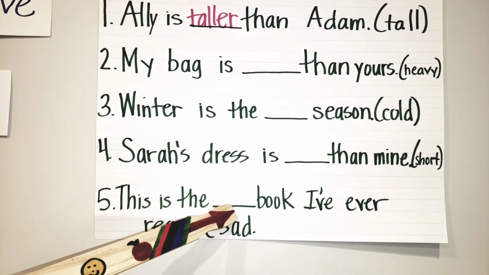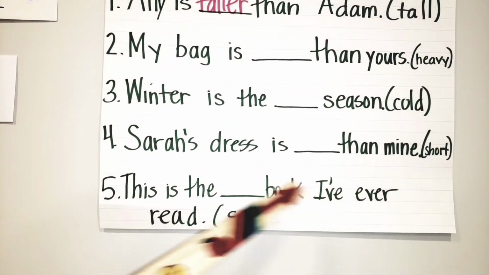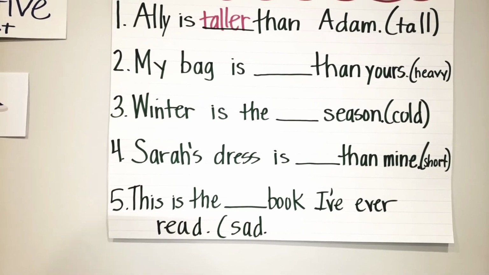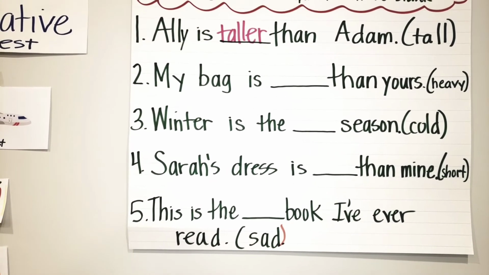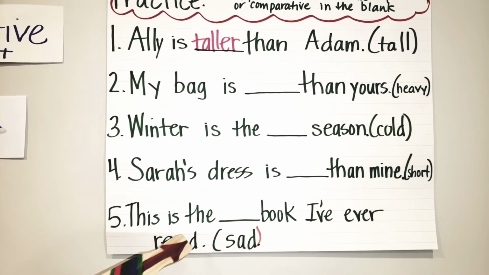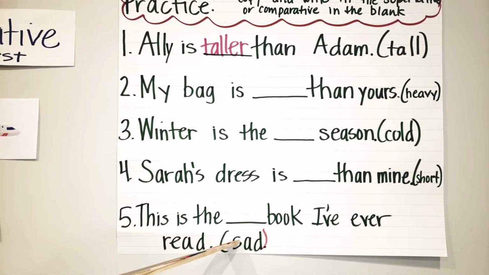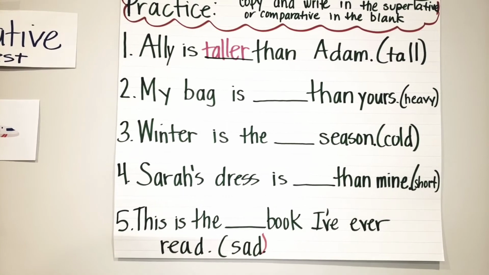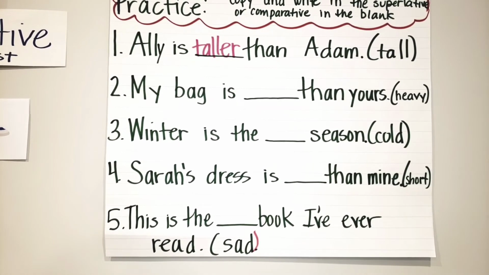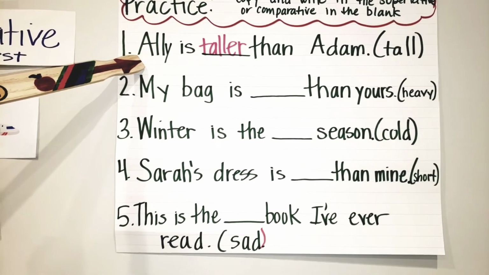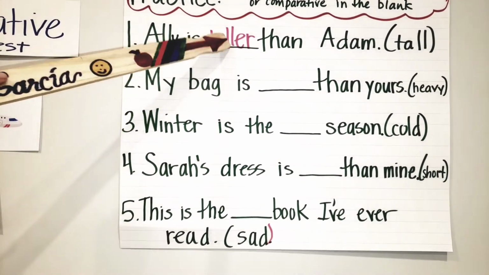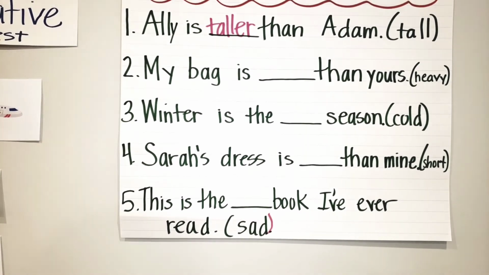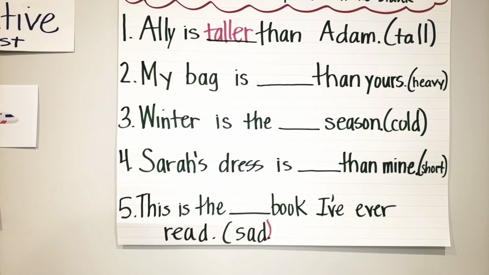This is the blank book I've ever read. The adjective is sad. Okay. Forgot to do this. Okay. This is a sad, what is it? Comparative or superlative for the word sad? The adjective sad. Okay. So now go ahead. You can pause the video so that you can have access to copying these words and writing the correct superlative or comparative in the blank. Okay? Good job, boys and girls.